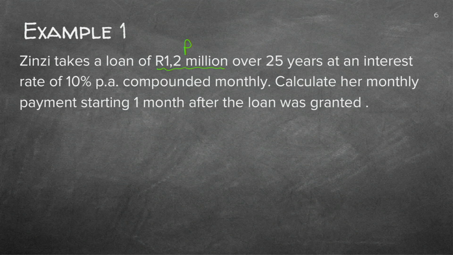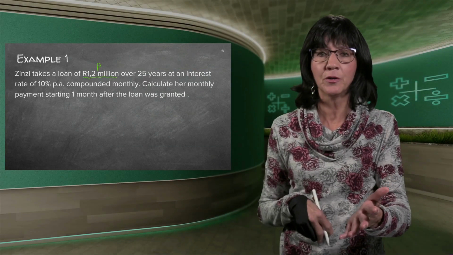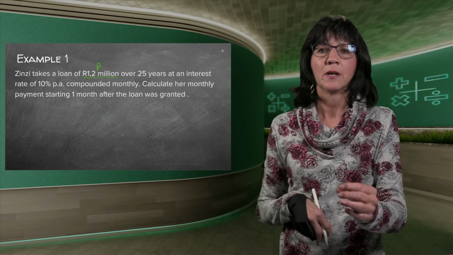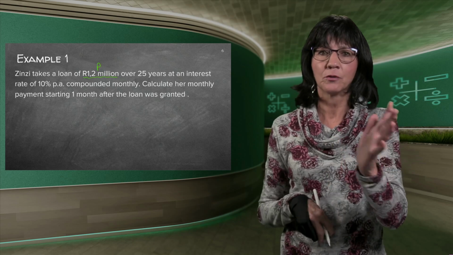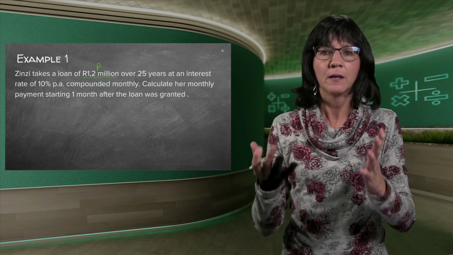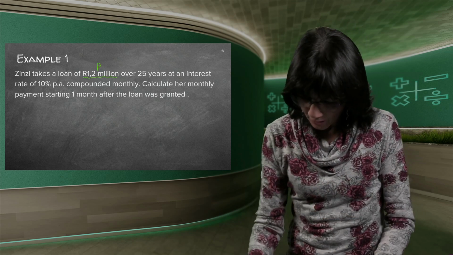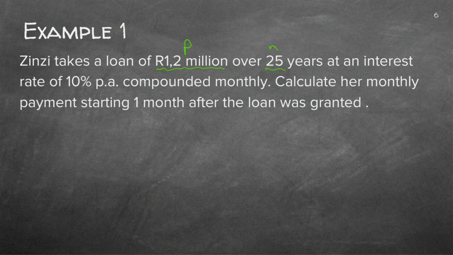Unfortunately, I'll have to pay it back, especially house loans. All of you somewhere in life is going to have a house loan. And if you know how to work it out, it makes it much easier to go to different banks and compare which bank is offering you the best. Over 25 years, which is your N, at an interest rate of 10%, there's your I, compounded monthly. Now, normally these ones are compounded monthly because we are paying the money back monthly.